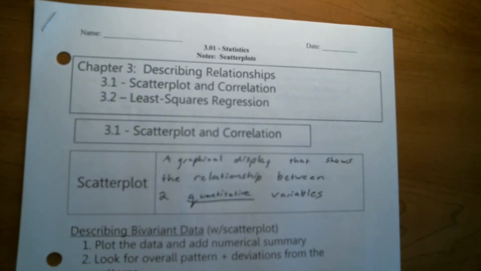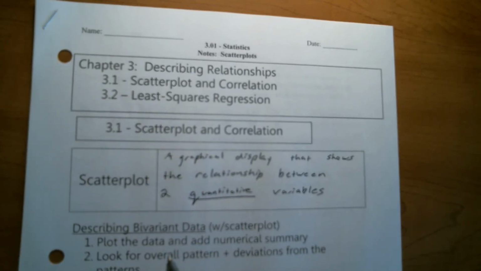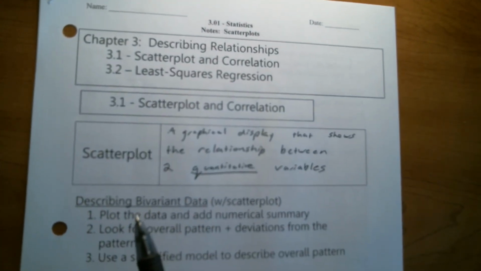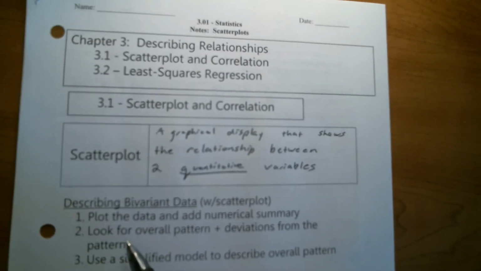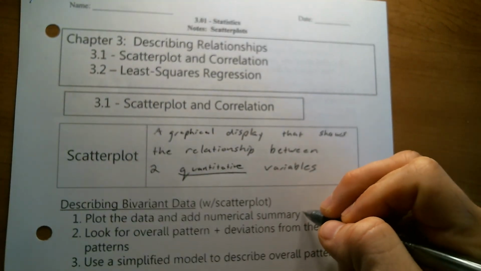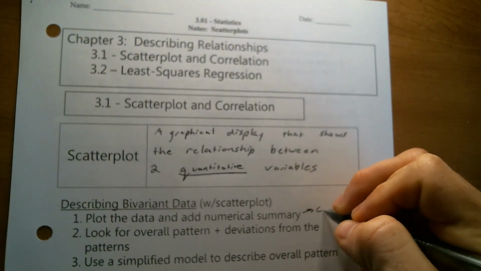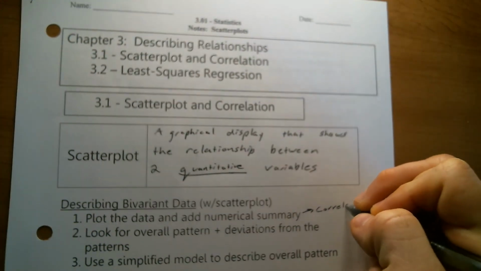So again, we have our different tools for different data. And a lot of times that depends: is it categorical? Is it quantitative? Do you have one variable? Do you have two variables? The scatter plot is when you have two variables and they are both quantitative. When we're describing bivariate data, there's a couple of things that we're usually going to look for. We're going to plot the data and add a numerical summary. And that numerical summary is usually going to take the form of the correlation.